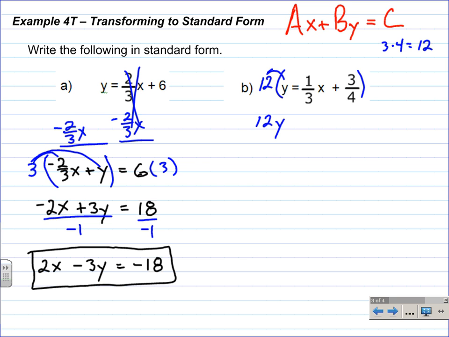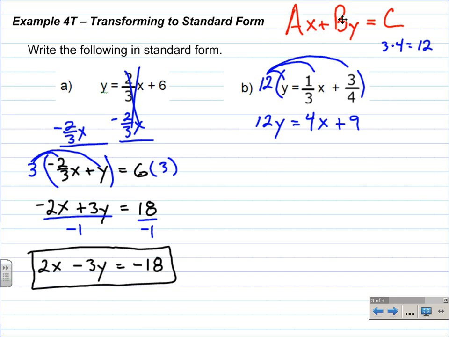We multiply 12 times 1/3 x. And 12 times 1 is 12 divided by 3 gives us 4. So that gives us 4x. And when I multiply 12 by 3/4, 12 times 3 is 36, and 36 divided by 4 is 9.